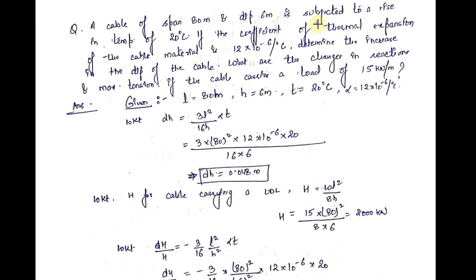And now let us do one numerical problem on the concept of the effect of temperature on the cables, what we just learned. So the numerical is: a cable of span 80 meters and depth 6 meters is subjected to a rise in temperature of 20 degrees Celsius. If the coefficient of thermal expansion of the cable material is 12 into 10 to the power minus 6 per degree Celsius, determine the increase in the depth of the cable. What are the changes in reactions and maximum tension if the cable carries a load of 15 kilonewton per meter?